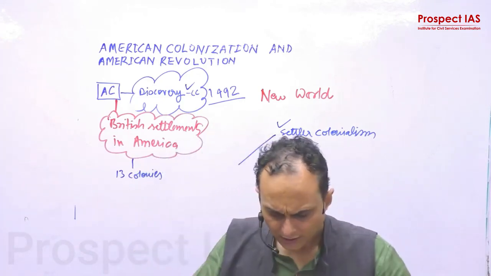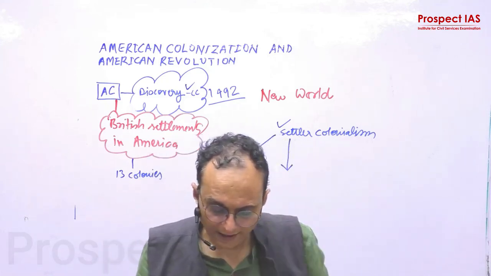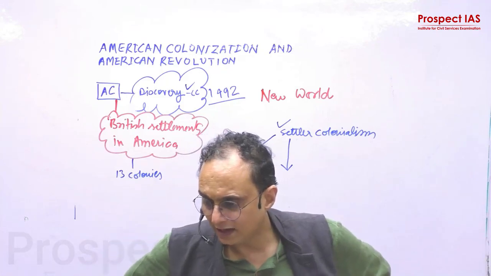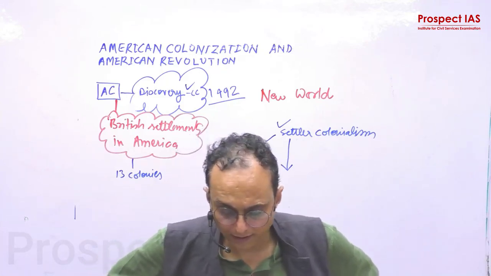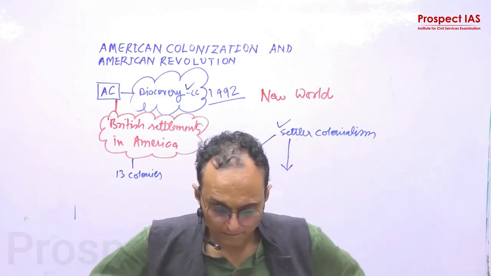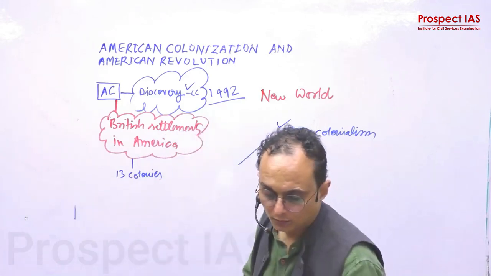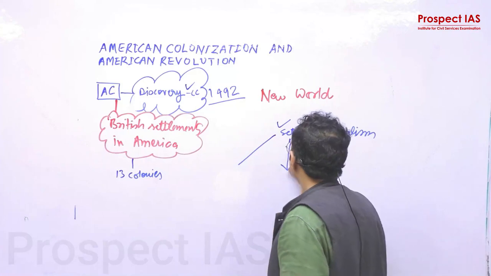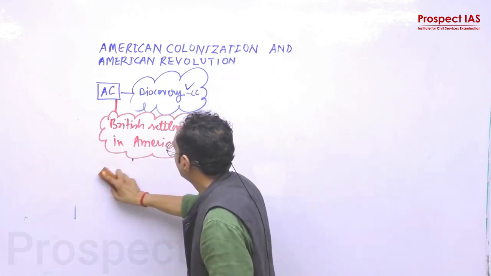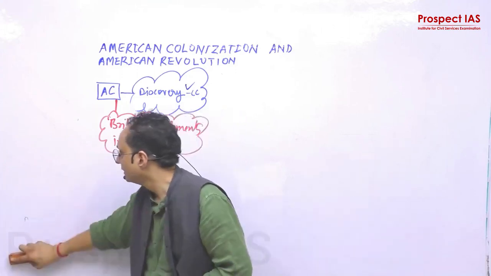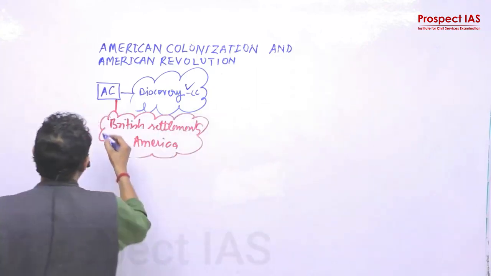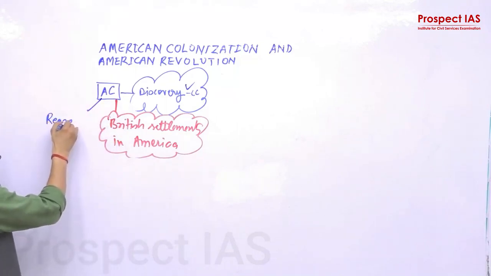Hence, America had been enjoying political autonomy, but it was economically subjected to British mercantile restrictions. Okay, British mercantile restrictions.